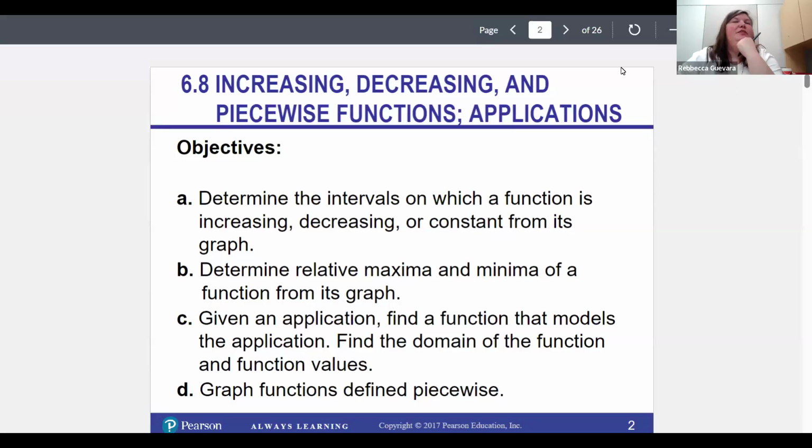All right. So still continuing essentially with chapter 7, but we're just going to take a little look at this one section from chapter 6. So this is on increasing, decreasing, and constant intervals, piecewise functions, and then their applications.